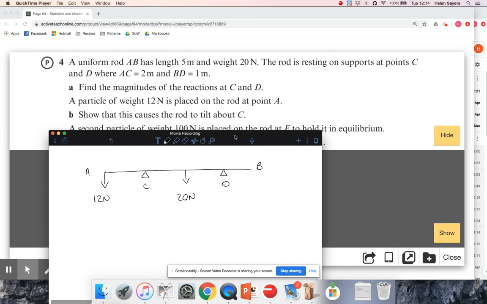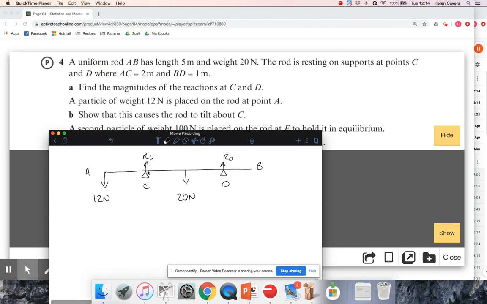Okay, and there is potentially a reaction at C and a reaction at D. But it may well be that one of those equals 0. So let's have a think about that. I think this is why this is a problem-solving question, because part B, you've got to think carefully about what to do. So they're now saying that the rod is about to tilt about C. So if it's about to tilt about C, basically they're saying that this end is going to go down and this end is going to go up. Okay, so how can we show that?